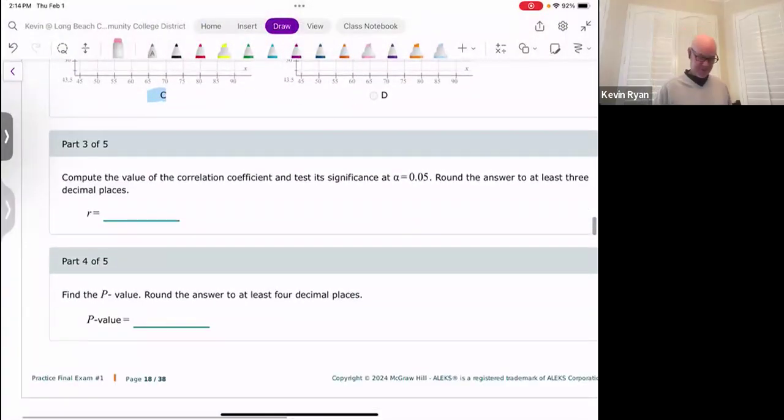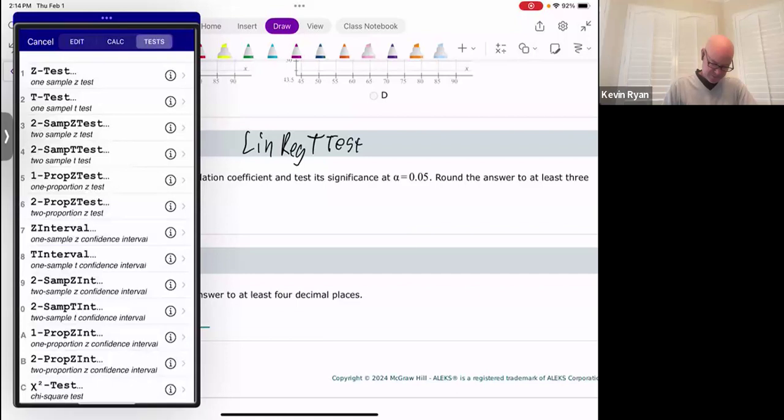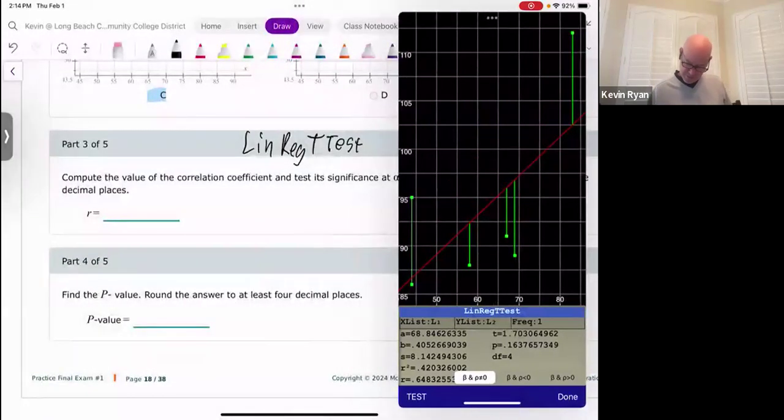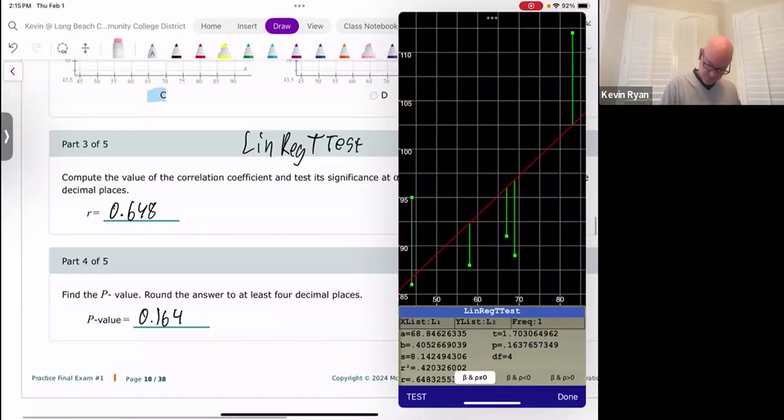So we're going to find the correlation coefficient and the p-value by running, once again, a linear regression t-test. Usually way towards the bottom. So R in this case is 0.648. We can stop there. P-value is 0.164. Oh, it says 4 decimal places, so that's 0.1638.